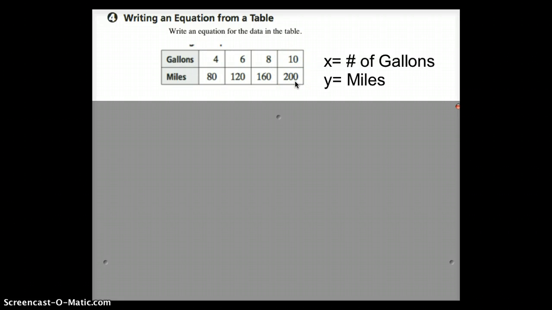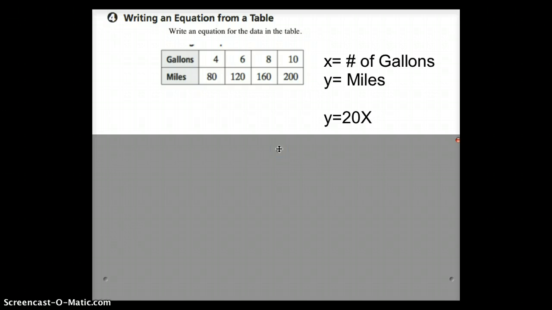So now we need to write an equation for this table. I'm going to let x be the number of gallons and y is going to be the miles we can travel. And think about what's happening. I'm taking the number of gallons and what am I multiplying it by? 20.